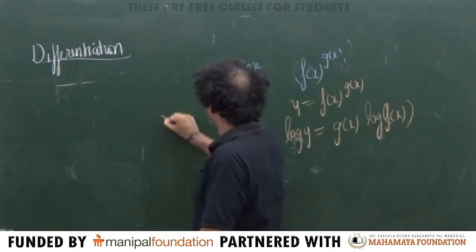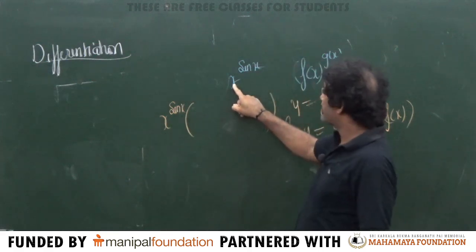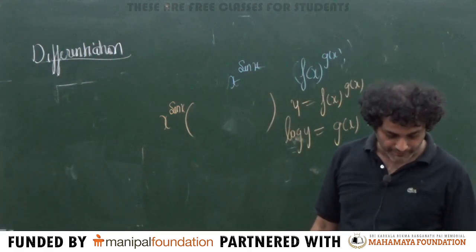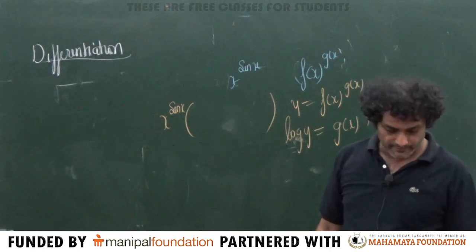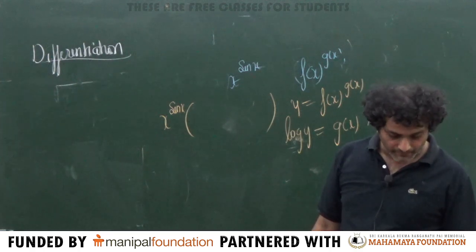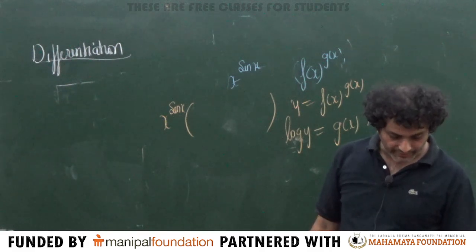I'll tell you, write x to the power sin x and directly do x into sin x differentiation. Take differentiation of x into sin x. So, what will you get? So what do we get? Give me a second, okay.